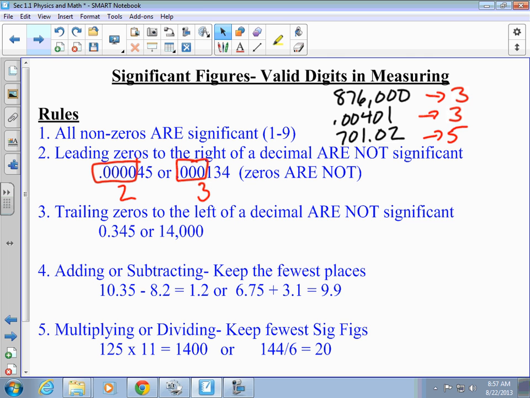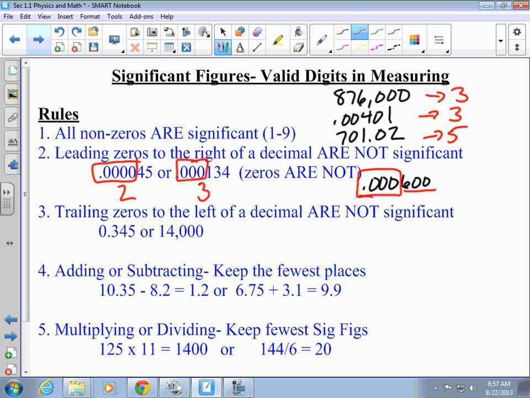Now likewise, I could have an answer like 0.000600. Which ones count and which ones don't? Well, to the right of the decimal, leading zeros. These 3 are the only leading zeros. The other 3 numbers are good because I measured those 3 numbers. So 0.000600 would have 3 significant figures.